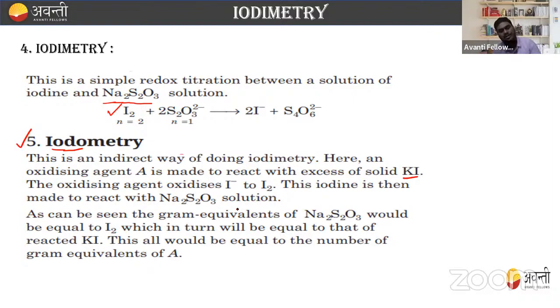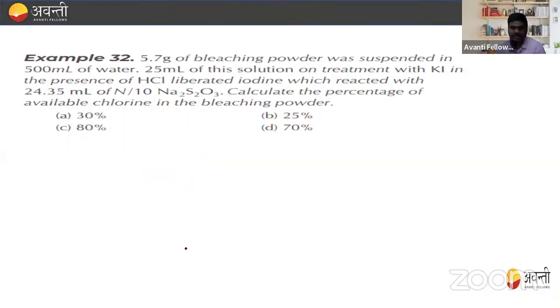The oxidizing agent oxidizes this. We know that an oxidizing agent can increase the oxidation state, right? So the oxidizing agent oxidizes I negative to I2. This iodine is then made to react with the Na2S2O3 solution, right? As can be seen, the gram equivalent weight of Na2S2O3 would be equal to that of I2, which in turn will equal that of reacted KI. This all would be equal to the number of gram equivalents of the compound A.